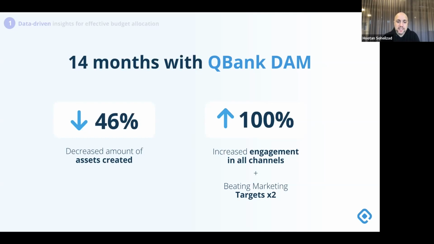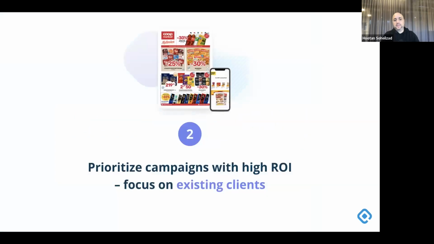All of that came out of the fact that they had better insights and more information about what kind of assets or what kind of content works on those different markets. So more engagement, and saving lots of money and time by focusing on creating the right type of assets. Now the second topic was prioritizing campaigns with high return on investment. Again, I'm going to do an example from an existing client of QBank.